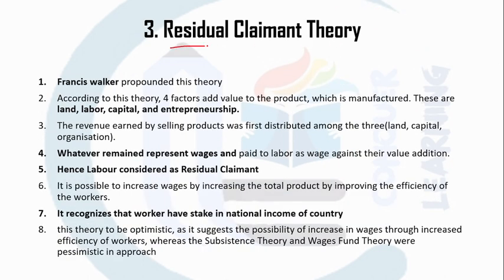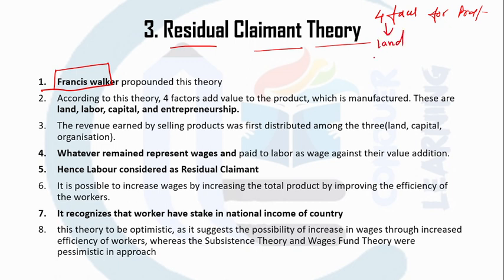Next is your residual claimant theory, a mostly asked question, given by Francis Walker. Now what does this theory say? This theory says that there are four factors for any product or any kind of business or production. What are those factors? Land, labor, capital, and entrepreneurship.